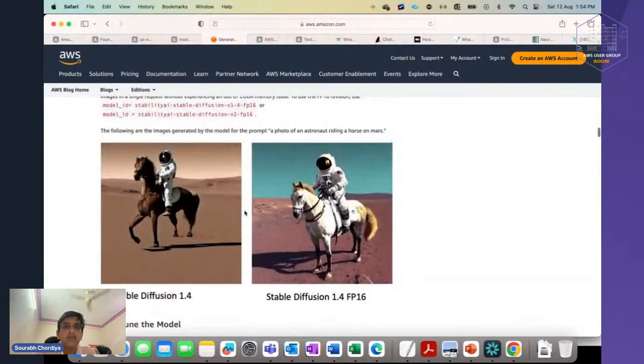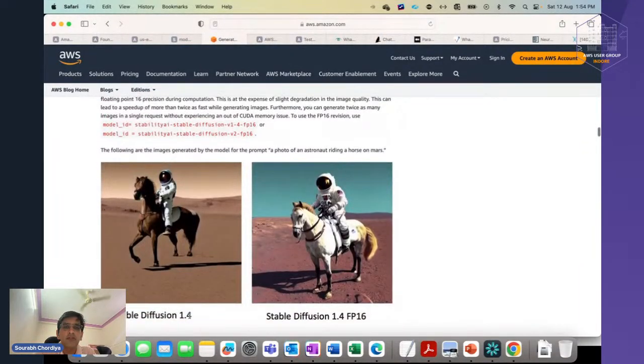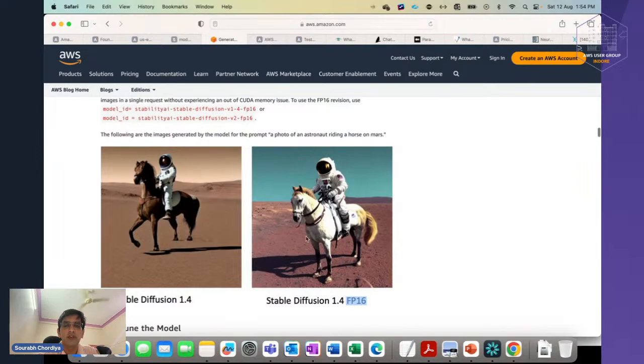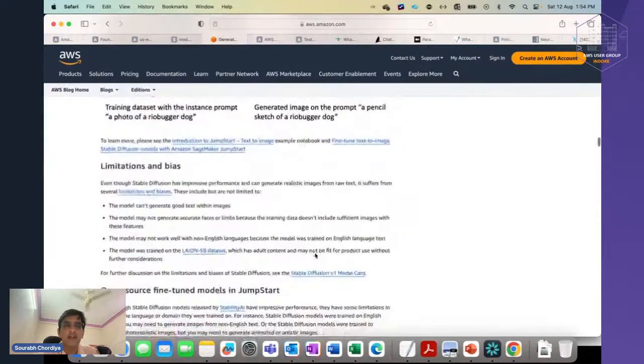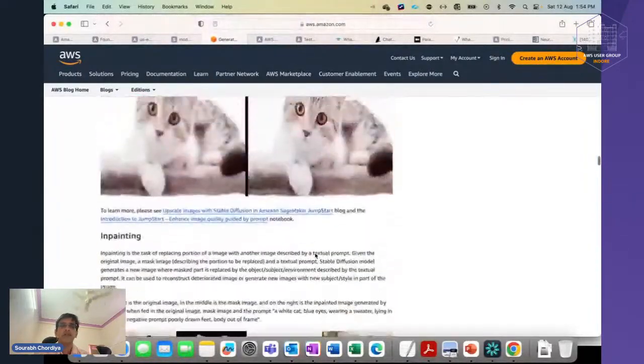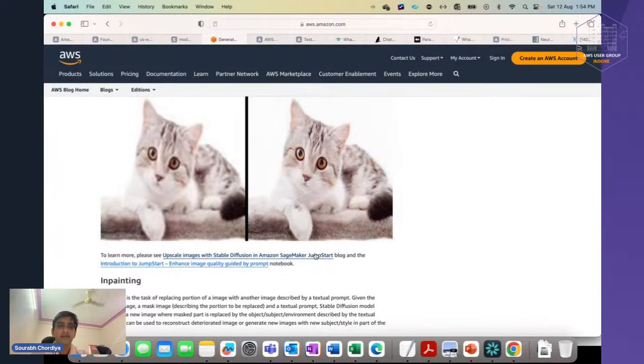This is the difference between Stable Diffusion 1.4 and 1.4 floating point 16. We discussed FP16, right? That is how it comes into the picture: you see the difference between the images, how much more realistic it is with the FP16 operation that has been used in these newer instances. The same model was used on two different CPU types, and it actually looks much more realistic here. Then you can also fine-tune the models. The possibilities, as I mentioned, are limitless. This is a very interesting blog. If you read through it, you'll really find it interesting.